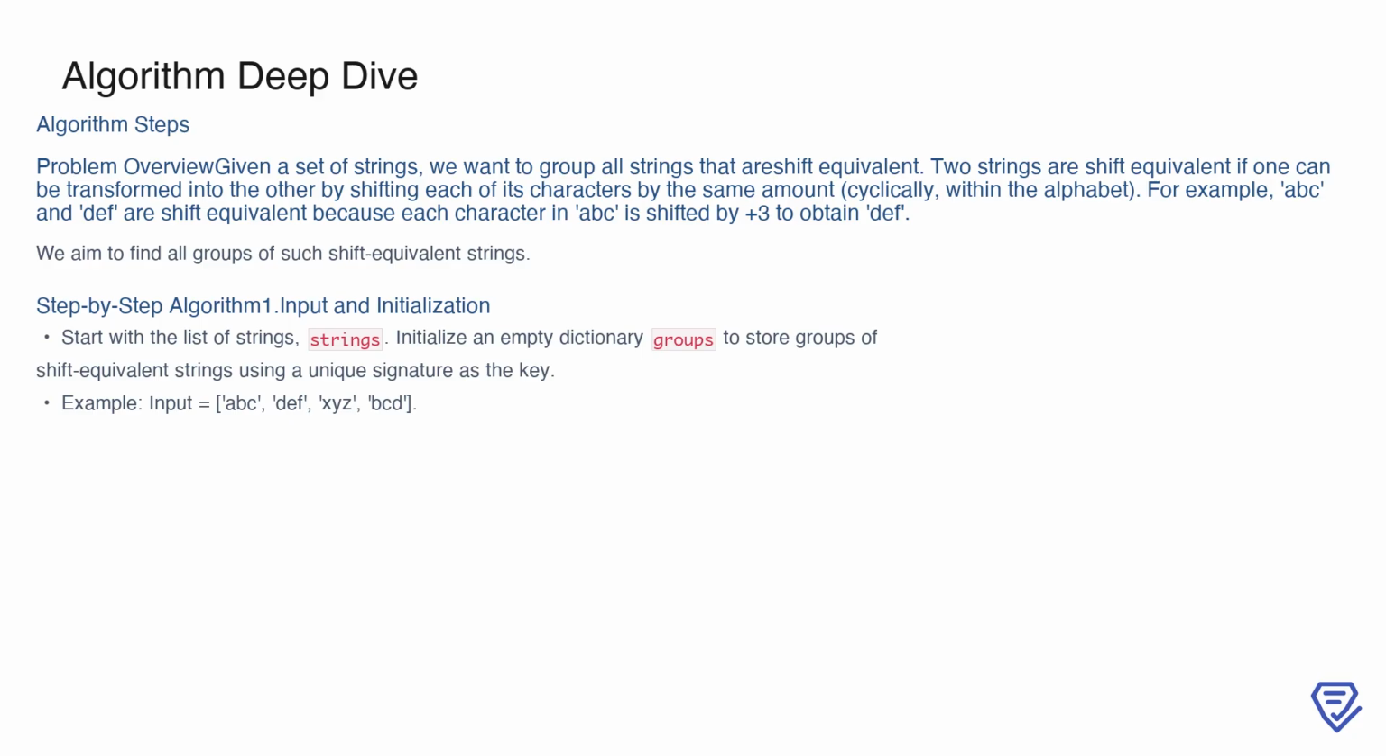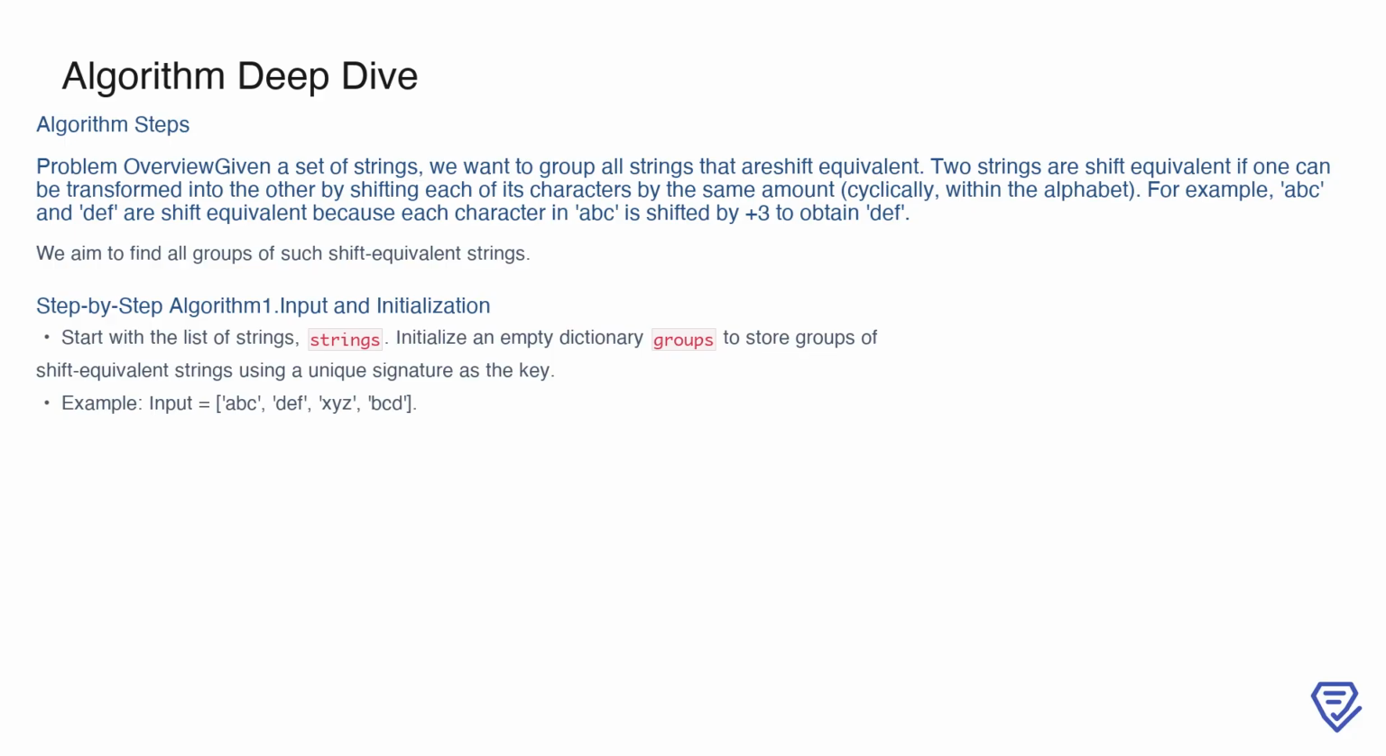To solve the problem of grouping shifted strings, we start by understanding the concept of shift equivalence. Two strings are classified as shift equivalent if we can transform one into the other by cyclically shifting each character by the same amount within the alphabet. For instance, the string ABC can be shifted by 3 positions to become DEF, making them shift equivalent. The goal is to group all such strings that share this property.